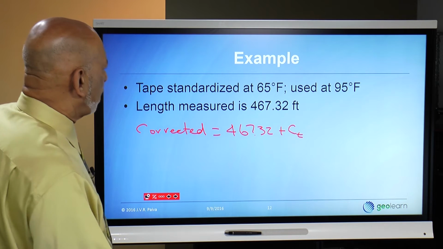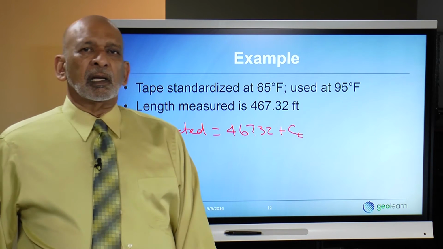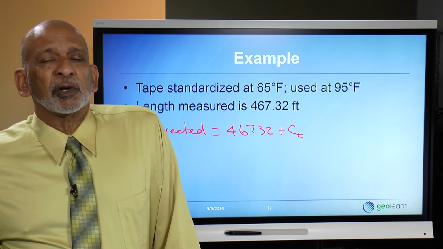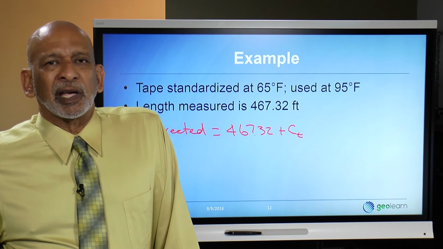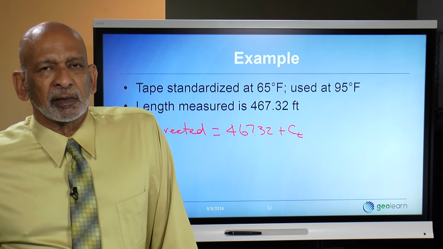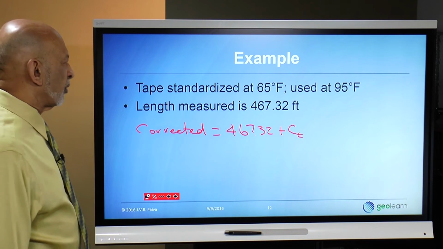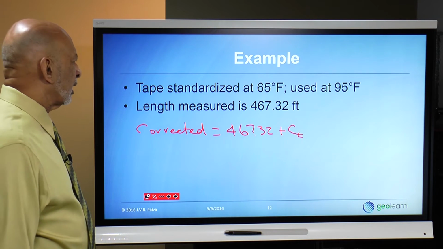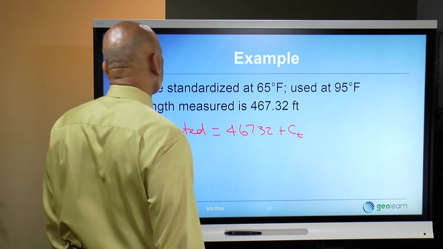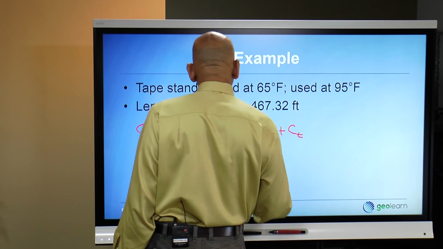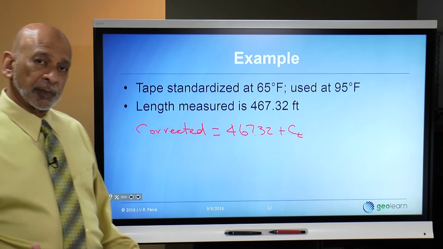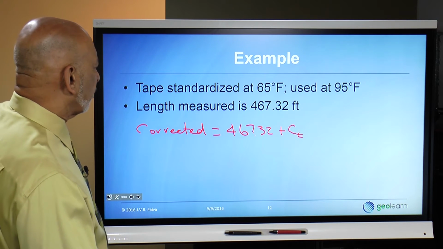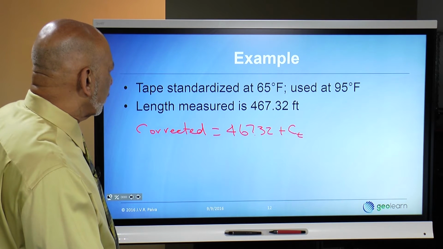Now, if you are given a problem to solve in this class, or in the licensing exam, for example, and this is all the information you're given, then you can assume that you're not correcting for any other issues that might be involved. You know, it may be that this tape actually read 100.000 between its 0 and 100 foot length when it was calibrated at 65 degrees Fahrenheit. You notice, by the way, I said standardized here. Sometimes we say calibrated. There are other terms people might use, so just get used to the fact that different words might be used to express it.